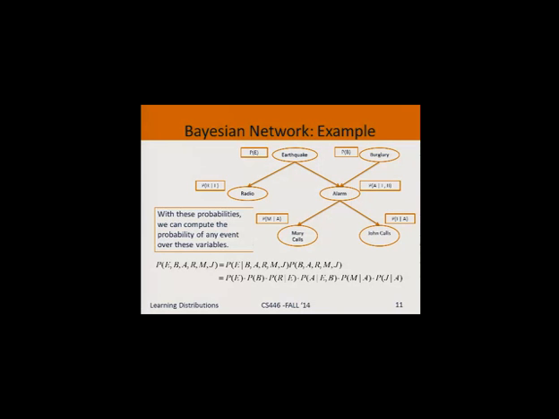And this is easy, right? So computing the joint probability distribution over a complete assignment is an easy thing, right? You just multiply some numbers.